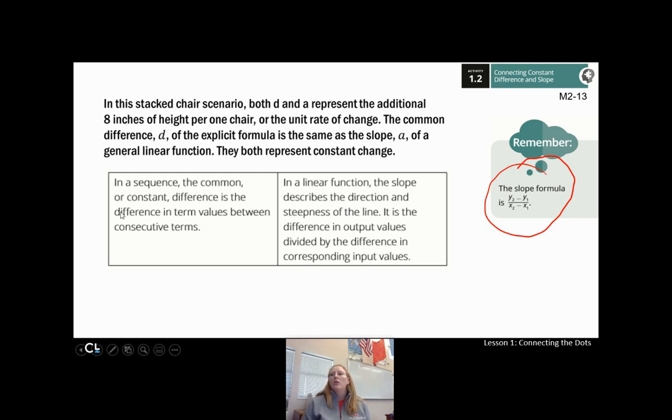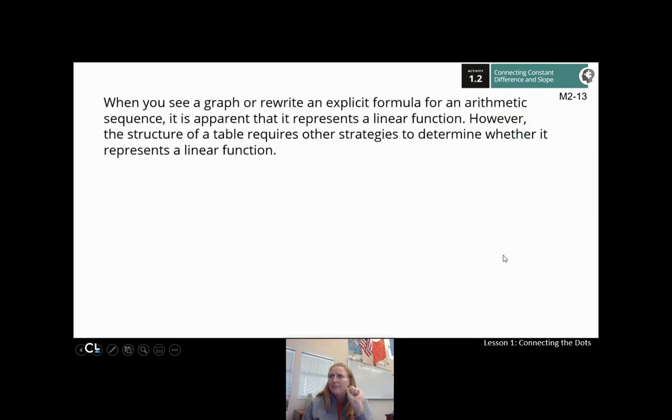So we know that in a sequence, we just subtract the two terms next to each other, and that gives us our constant difference or common difference. But we know it's the same as the slope on a linear function. So if you remember, you could find the slope of a linear function by finding the difference in your y values and dividing that by the difference in your x values, the difference in your output divided by the difference in your input. This is kind of bringing it back a little ways.